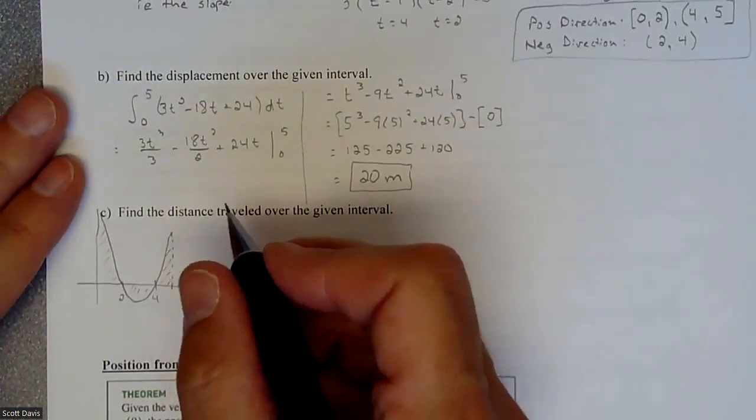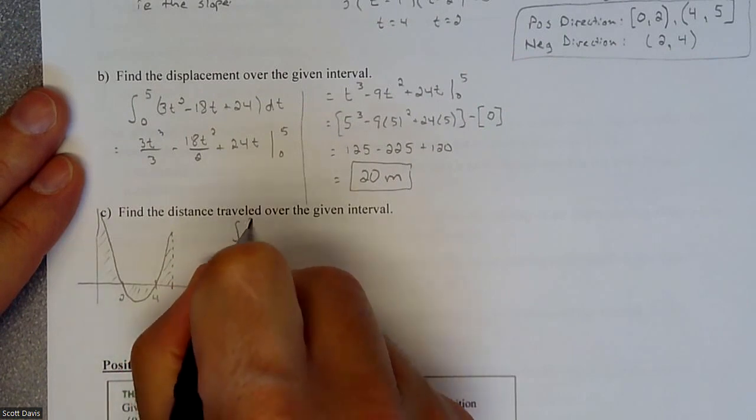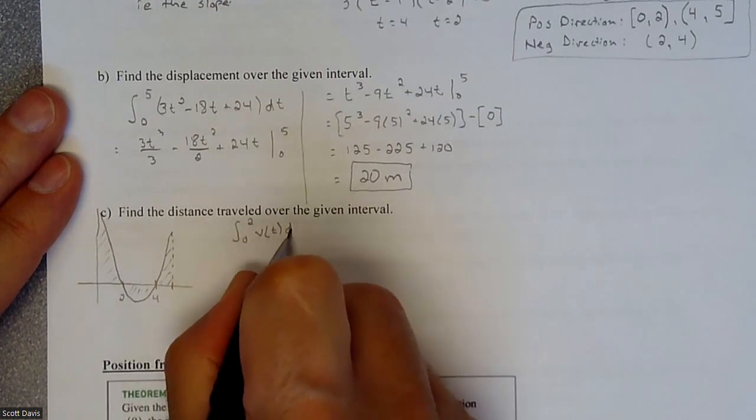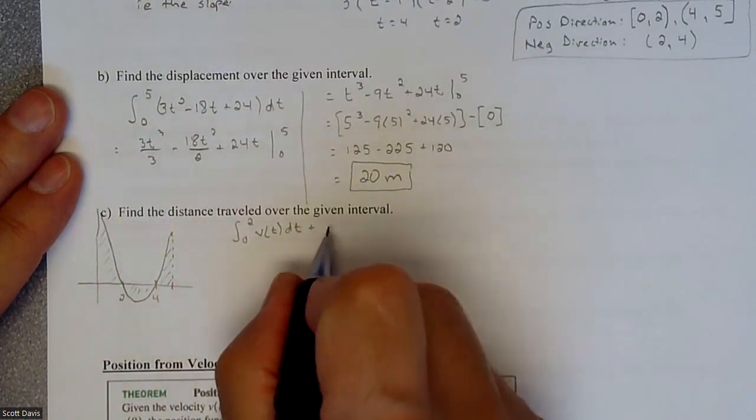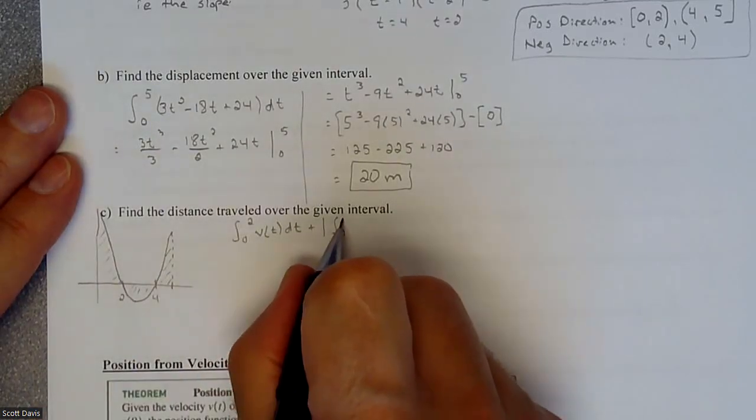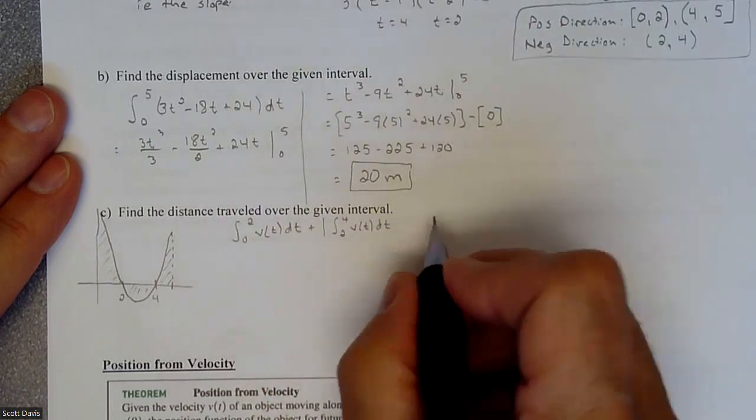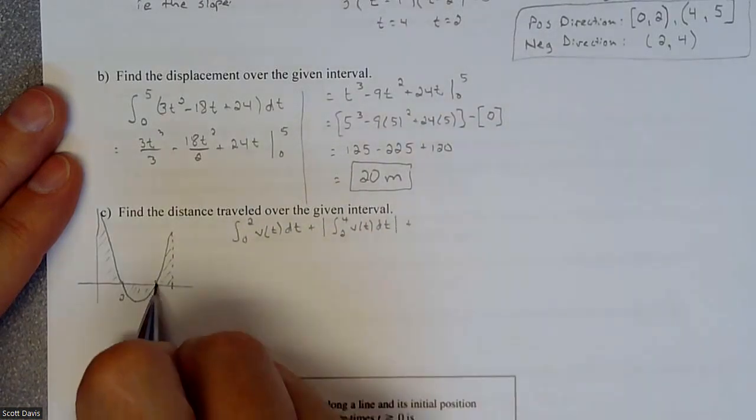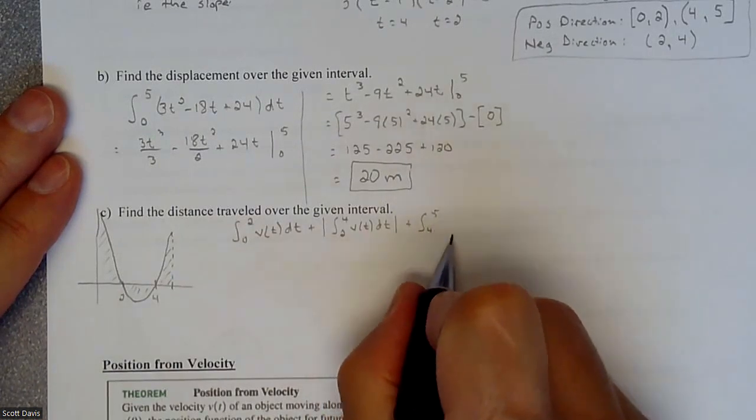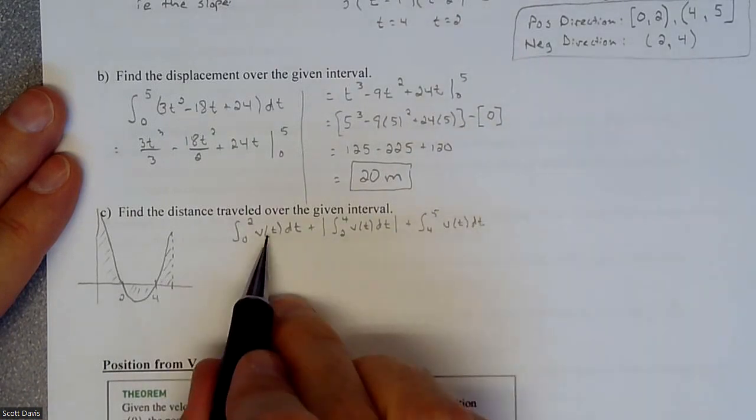So the math for this is we're going to be going from 0 to 2 of our velocity function. And we're going to be adding the absolute value from 2 to 4 of that velocity function, plus 4 to 5 from the velocity function. Now, good news is we have our antiderivative.